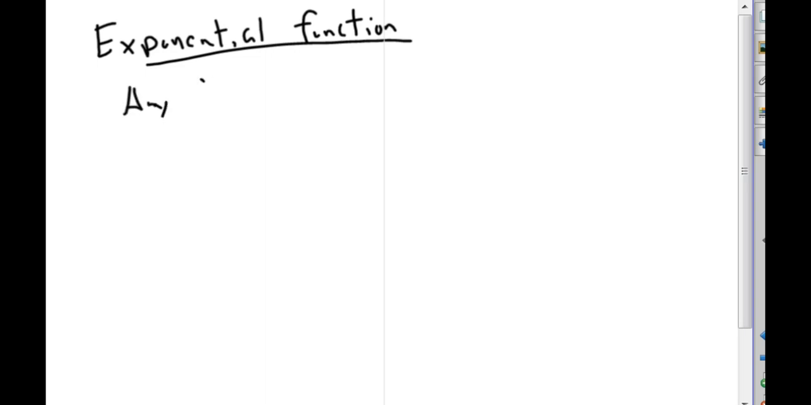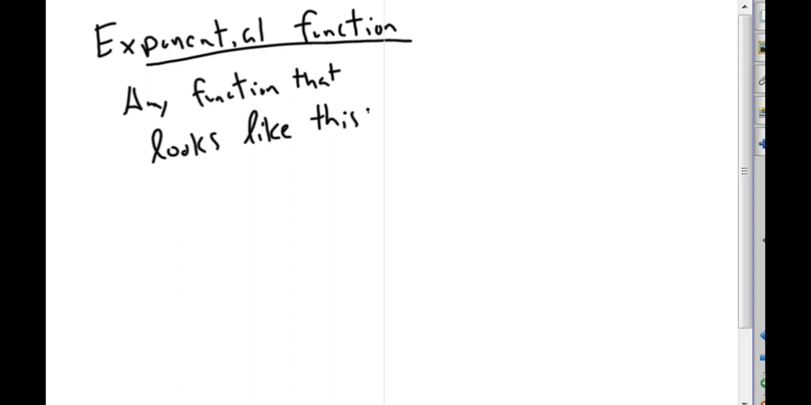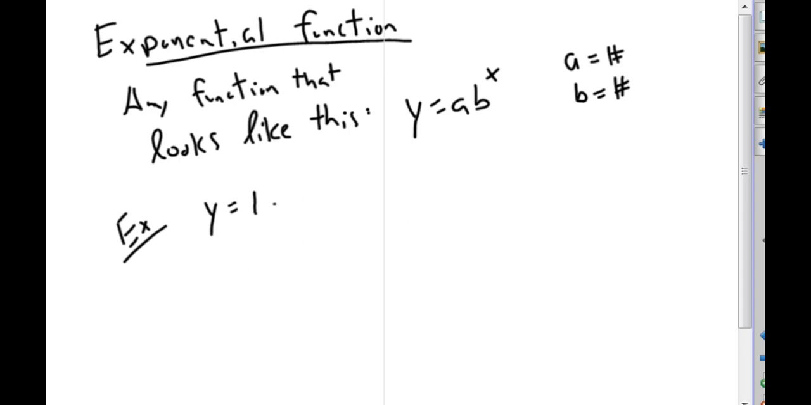Alright, so what is an exponential function? Well, in a sort of informal way, an exponential function is any function that looks like this: y equals a times b to the x, where notice here the x is our independent variable and a and b are numbers or constants, if you will. An example would be like y equals 1 times 5 to the x. I'm going to use 1 here just for simplicity's sake.